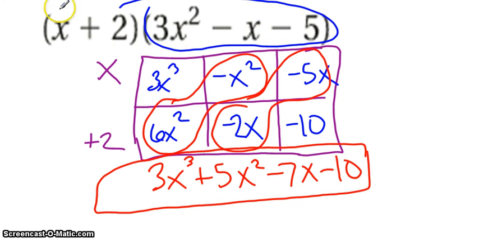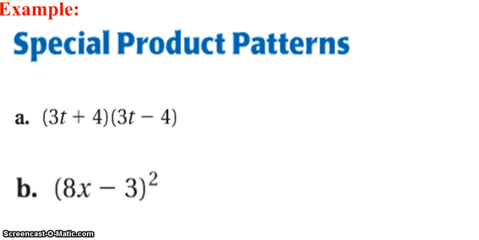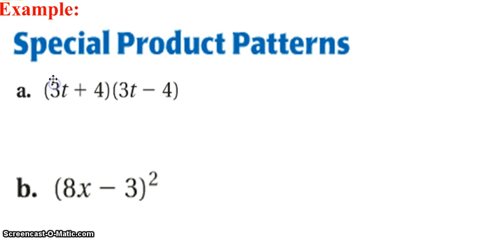All right, and we also are going to multiply special products. Again, you should be familiar with this because when we did factoring, we actually went backwards from FOIL. So if you look at this problem right here, 3t plus 4, 3t minus 4, remember that when you multiply that, again, FOIL, first times first, 9t squared.